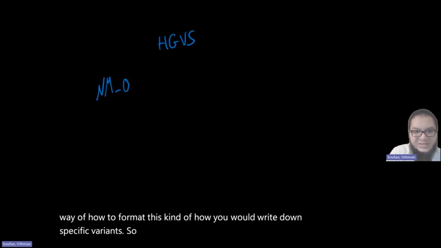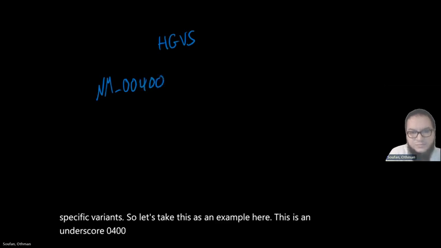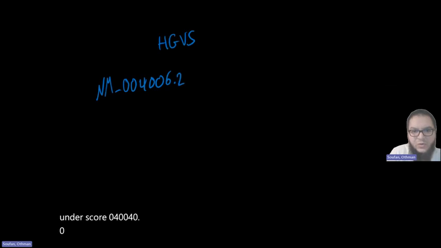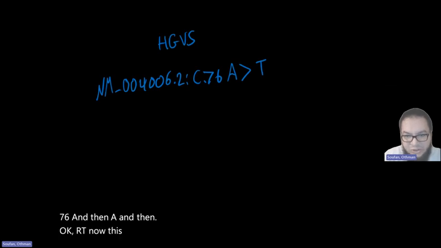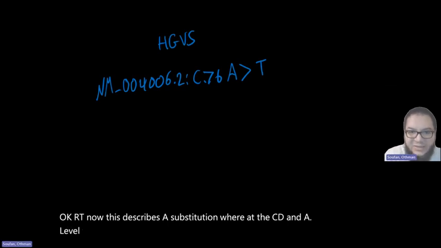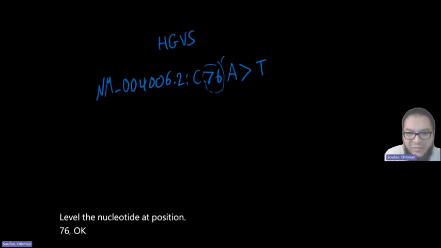So let's take this as an example here. This is NM_004006.2, then colon, c.76A>T. Now this describes a substitution where at the cDNA level, the nucleotide at position 76 is changed from A to T.